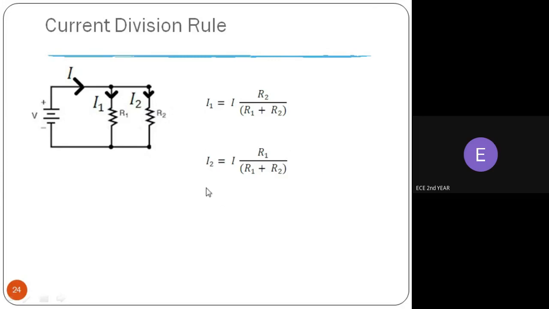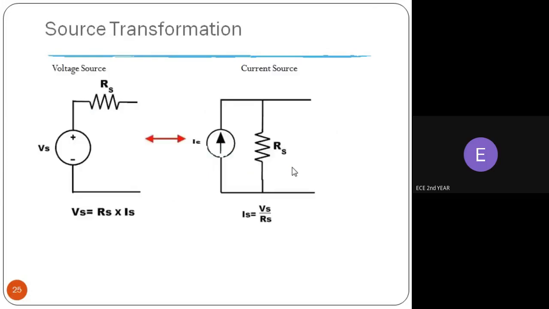Similarly, I2 can be calculated with the total current I. The opposite resistance of R2 is R1, divided by the total resistance R1 plus R2. So this is the current division rule among the parallel circuit.